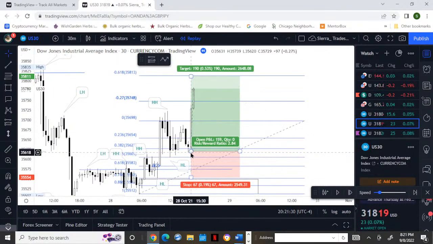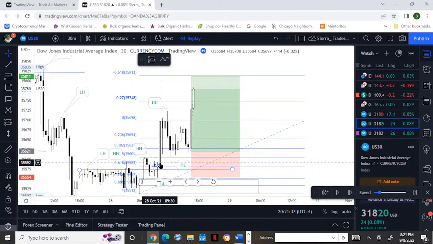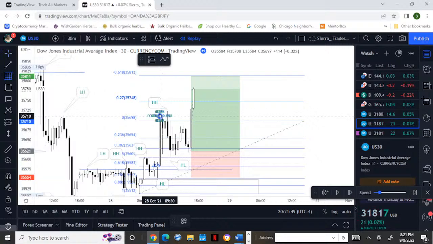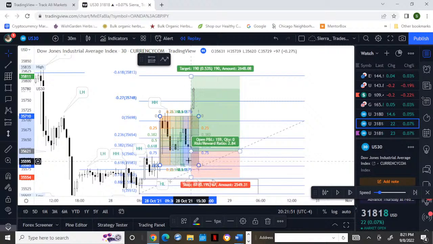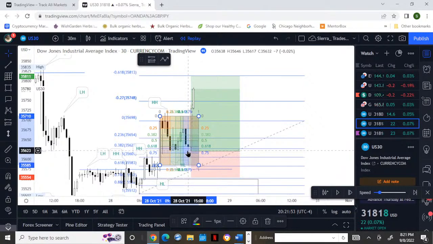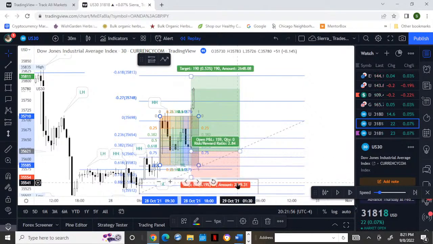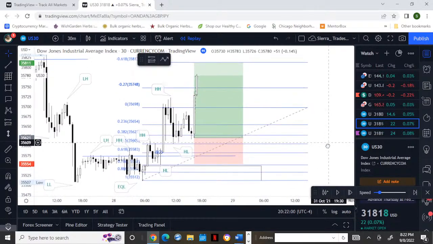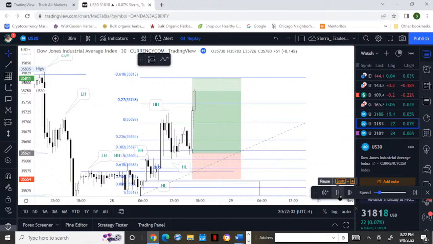Quick, what time did this happen? 15:30, 3:30 in the afternoon. This happened at 9:30. That was that 9:30 spike. Wonder did price fill this in 50%? Let's see. Came back past the 618. All right, let's see if TP gets hit.